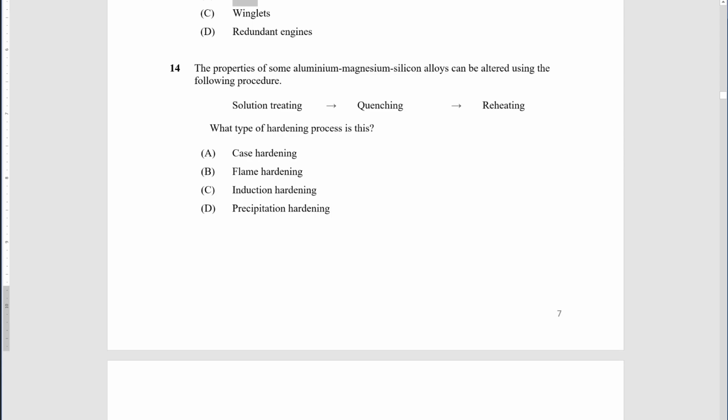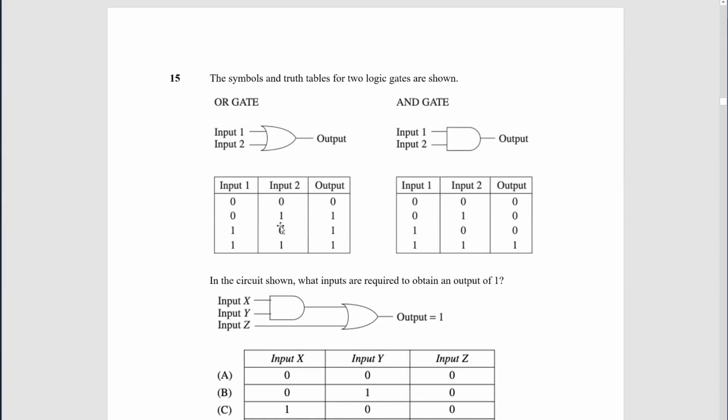Okay, the properties of some aluminium, magnesium, silicon alloys can be altered using the following procedure: solution treating, quenching, and then reheating. What type of hardening process is this? So the answer there is precipitation hardening. That's a question that I'm more inclined to use. I think precipitation hardening has seen an increase in recent years, so I think that I'm more inclined to test questions on precipitation hardening these days.